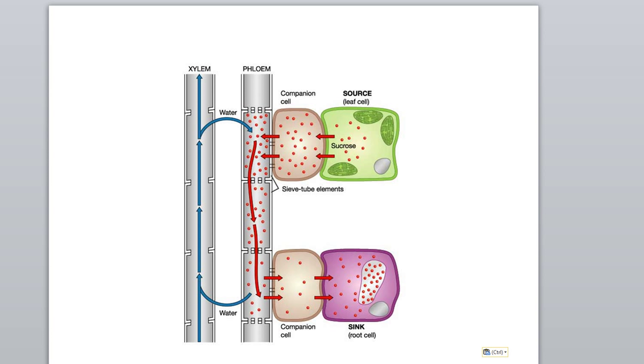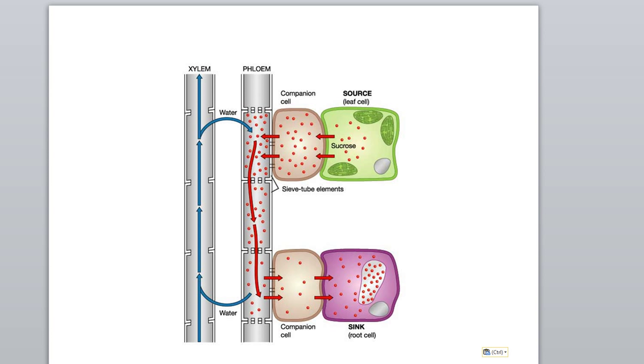To begin with, I'd like to do a general introduction to the vascular system of plants. It's analogous to the vascular system in humans in that there are two kinds of vascular tissue, the xylem and the phloem. In humans, there are the arteries and the veins, and they both transport fluids through pressure, actually.